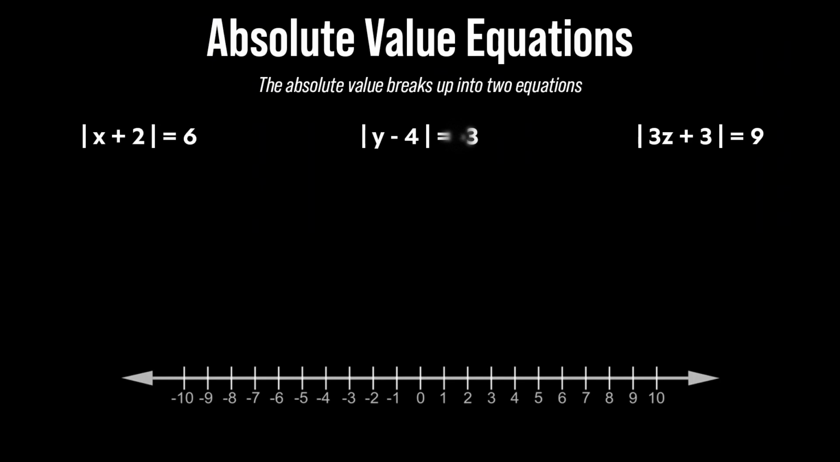Today, we're going to learn about absolute value equations. The absolute value breaks up into two equations. So why is this the case? Well, let's take a simple example. The absolute value of x is equal to 2.